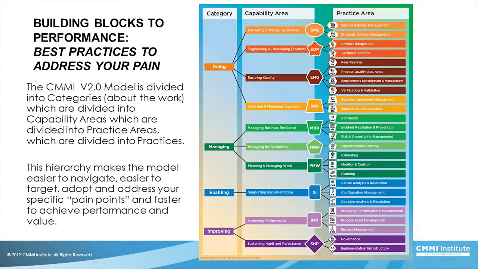So this is the big picture right now, the model the way it currently stands. How do I do the work is broken down into 4 categories for us: doing the work, managing the work, enabling the work to be done better, and improving the work. We've broken those categories into capability areas, logical groupings of different things that you do. And in the current state of the model, you see the list here of our practice areas: service delivery management, strategic service management, and delivering and managing services, for example. Those are all current, sitting out there now in the model.